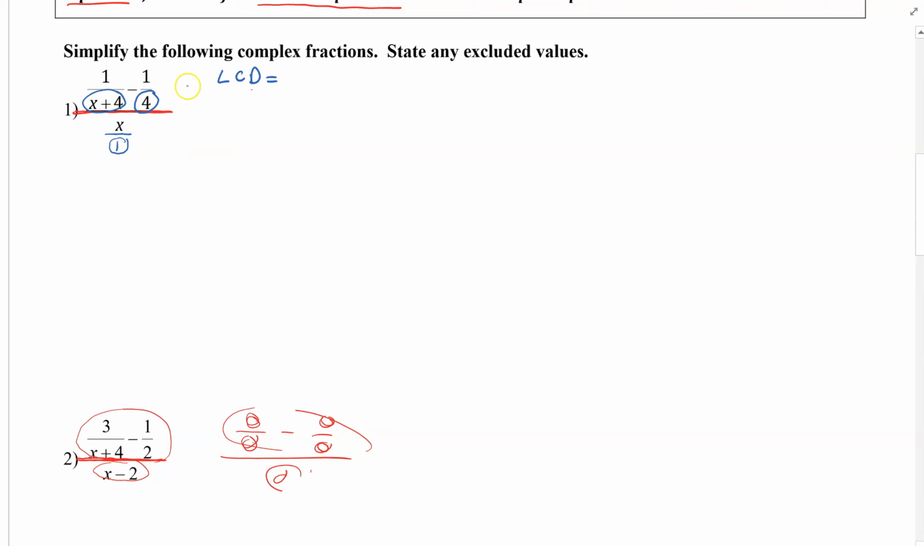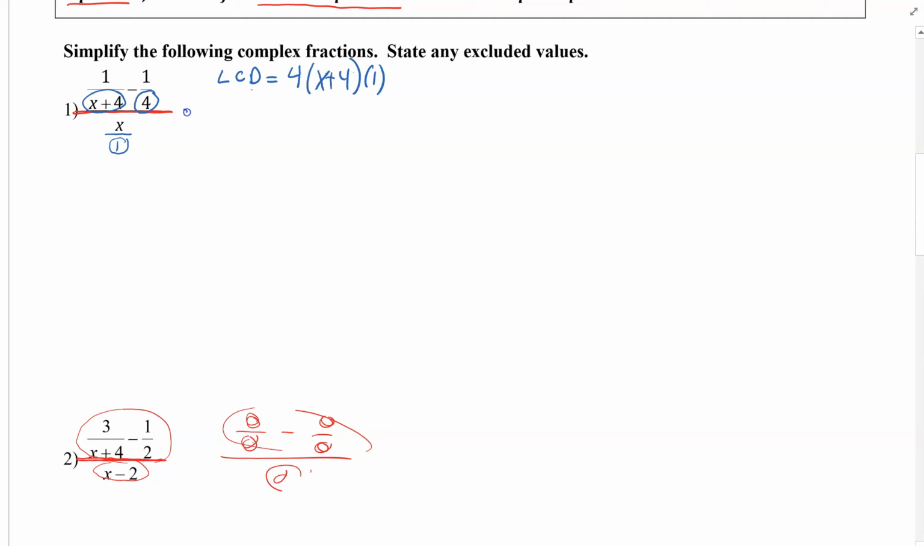So since there's no common factors, then I just list each of these because these would all be considered remaining factors. So 4 times x plus 4 times 1. And you don't really need to write times 1 because it's not going to change the values, but I just kind of want to illustrate here. I'm just multiplying these three denominators together because they had no common factors. So when we multiply them together, we create the lowest common denominator.